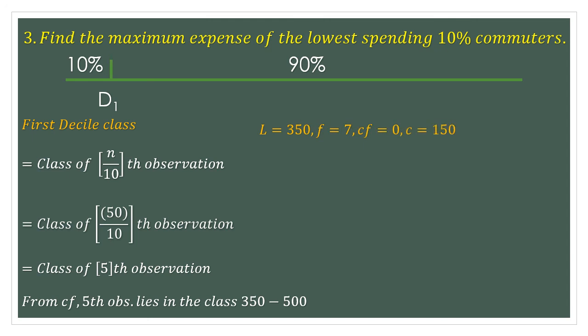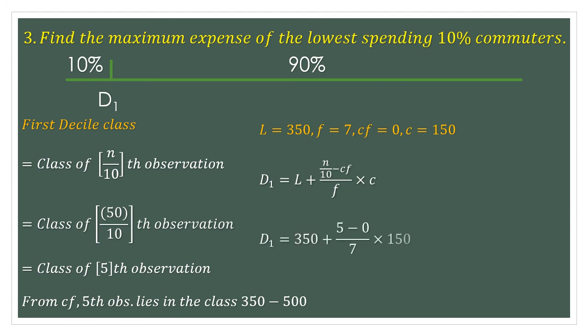Why have I taken CF 0? Because as you can see, this is the very first class. So there is no CF before this. That's why I'm taking it as 0. Because this is the very first class, the CF of the class before this will obviously be 0. So CF is to be taken as 0. Class length obviously 150.